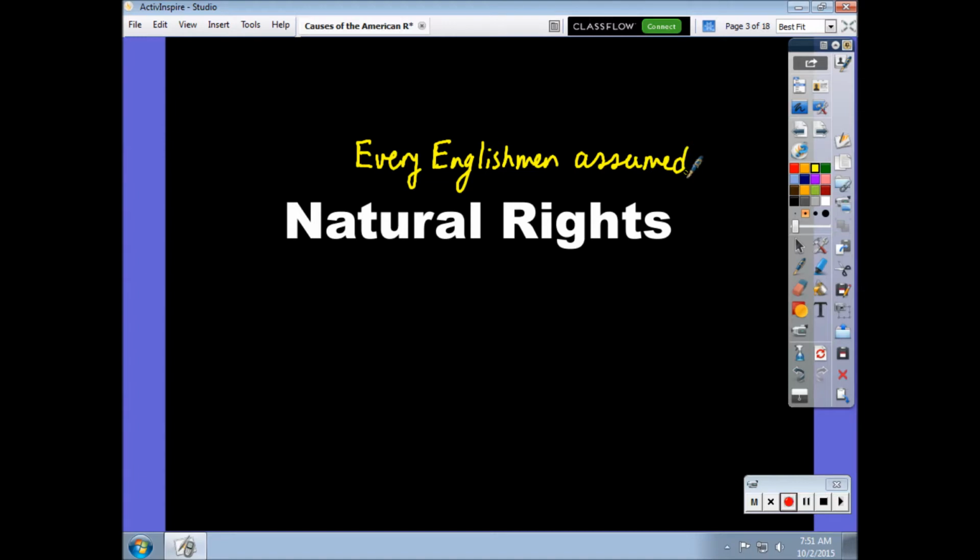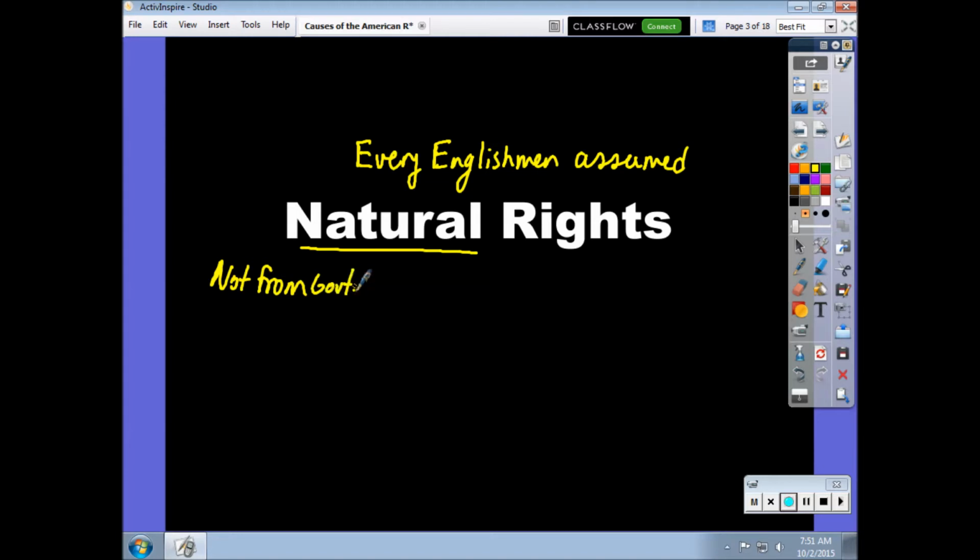This is not something that some thought they did and some thought they didn't. From probably about 150 years prior to the American Revolution, natural rights were a common idea that Englishmen believed everybody had. And so let's focus on the word natural first. Natural is something that obviously doesn't come from government. So we know that it's not from government.